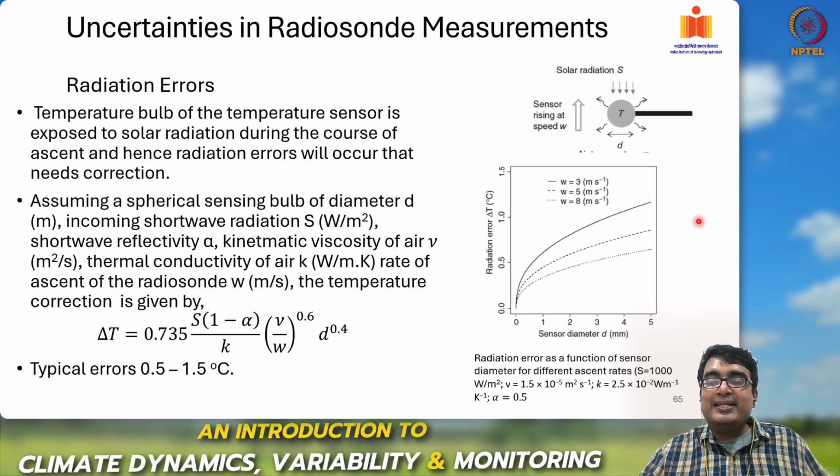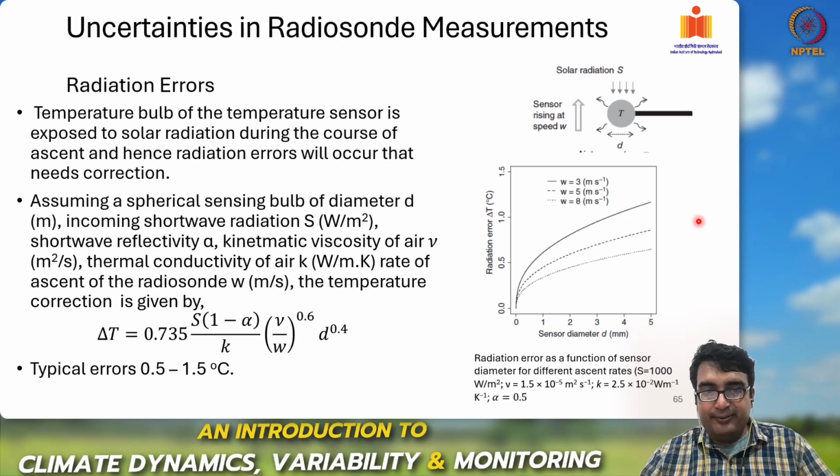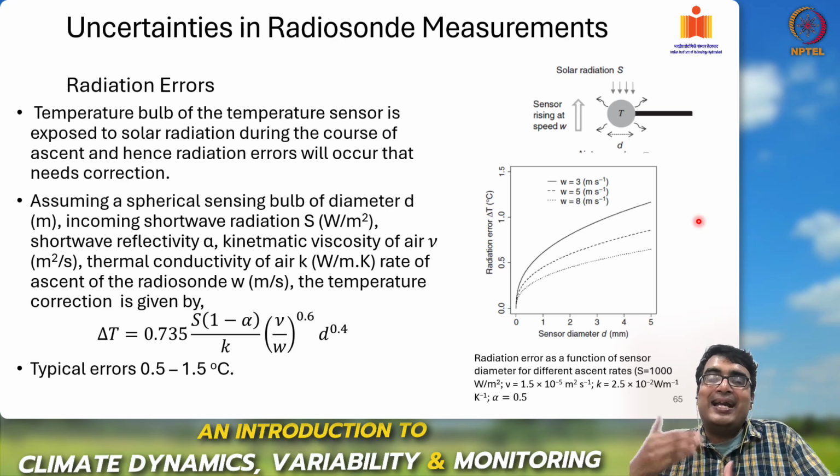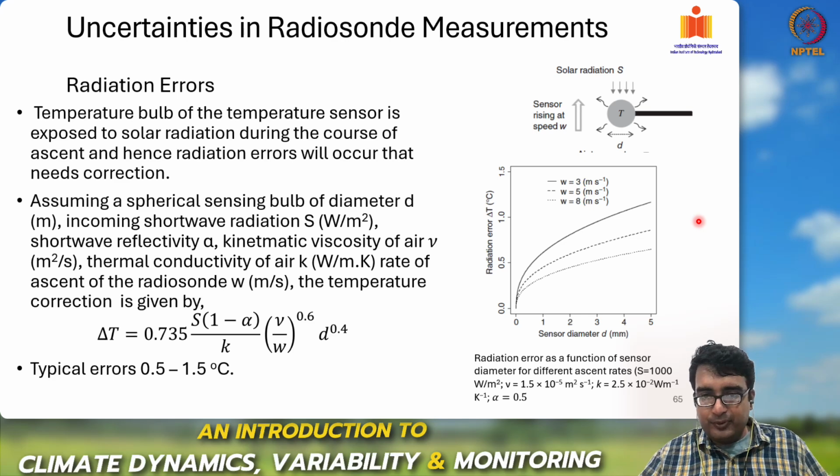Other uncertainties in radiosonde measurements include errors due to radiation. So the temperature bulb of the temperature sensor is exposed to solar radiation as it is ascending. So it is getting heated by direct sunlight, and that is adding an additional heating source rather than the heat from the ambient air itself. Okay. So this can be modeled.